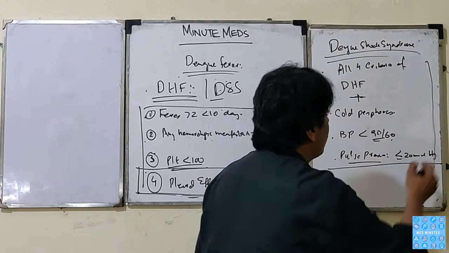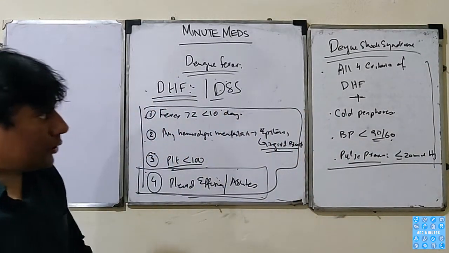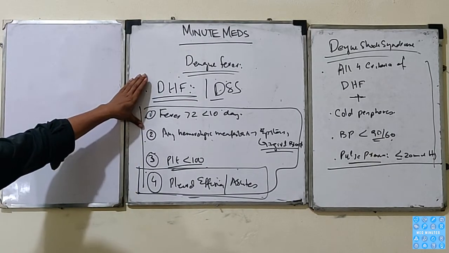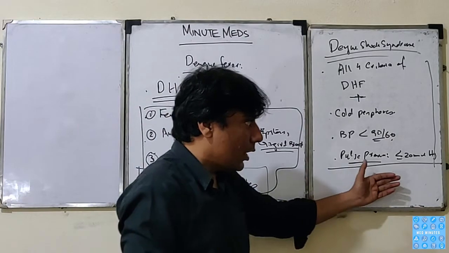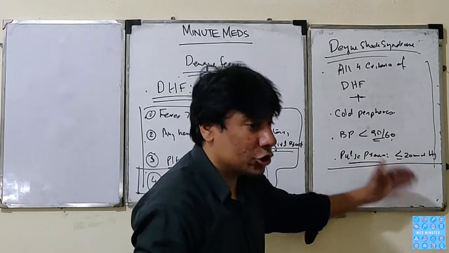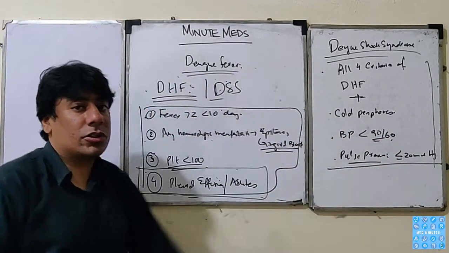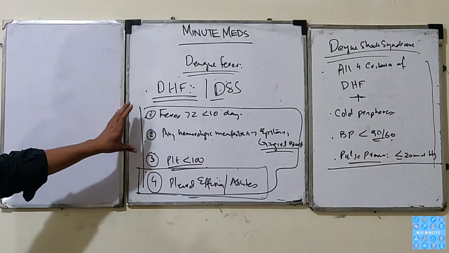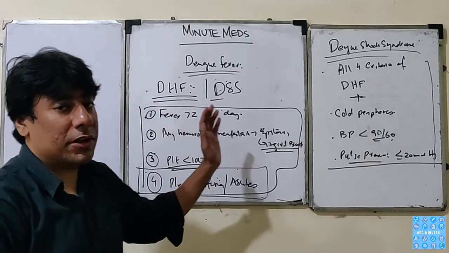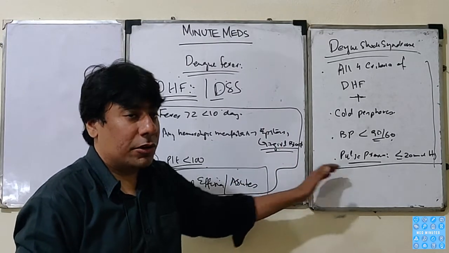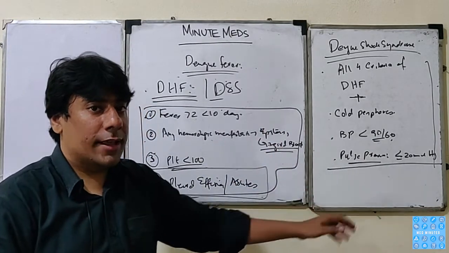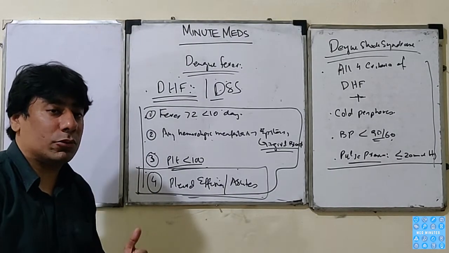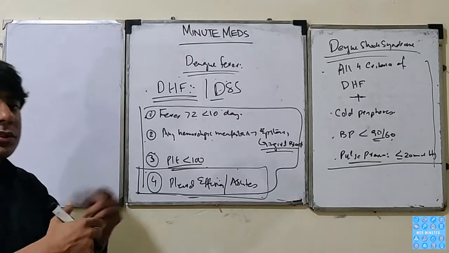This is the definition of dengue shock syndrome, or in easy words, a patient having dengue hemorrhagic fever, and on clinical examination the patient is in shock, then this is dengue shock syndrome. How do we treat these conditions? The bottom line is, we have to replace the fluid at a certain rate, because the leakage is going on. In shock, we just double the rate.